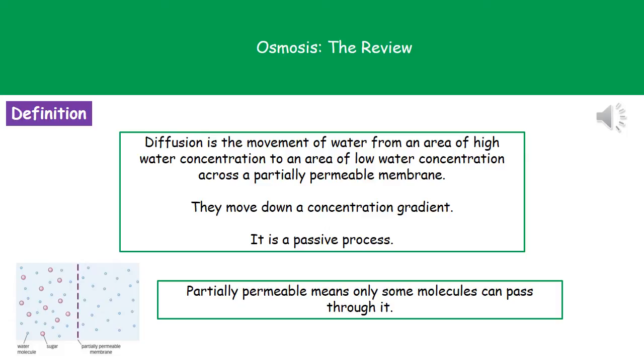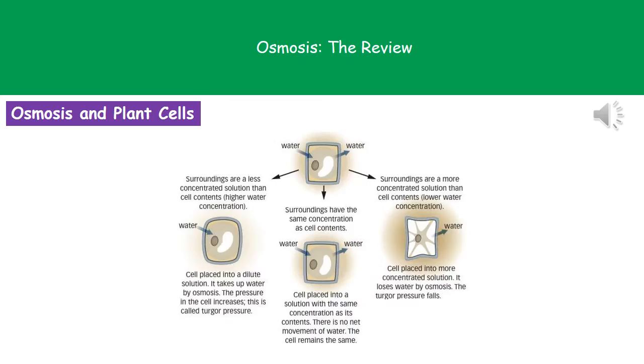So these particles are still moving down a concentration gradient, but remember it's only water that we're talking about with osmosis. Again, we're talking about a passive process, and when we mention this partially permeable membrane, we're referring to one that has small pores in it that are only going to allow certain molecules through. In the diagram in the bottom left, you can see that the pores are small so that the water can pass through, but the sugar is too big. So it's partially permeable because sugar can't pass through it, but the water can.